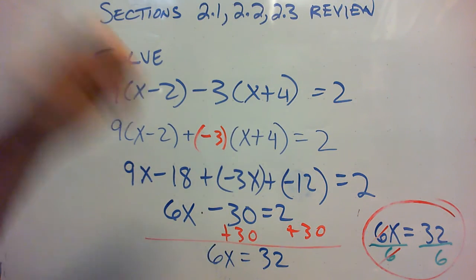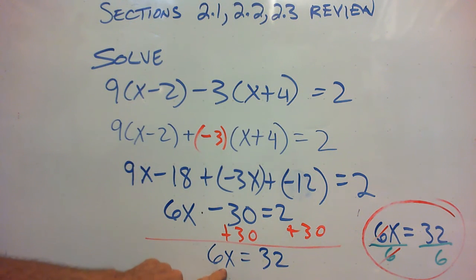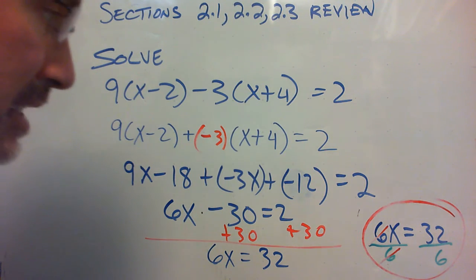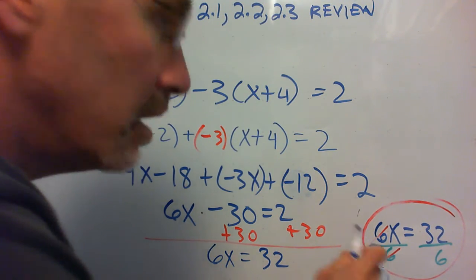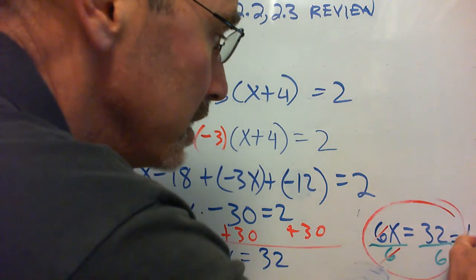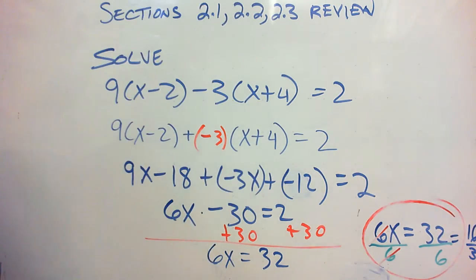So we add 30 to both sides, 6x equals 32, divide both sides by 6, and we get x equals 32/6, which we could also reduce down to 16/3. And I think I have enough room here, 16/3.